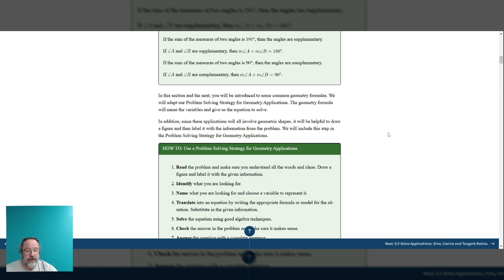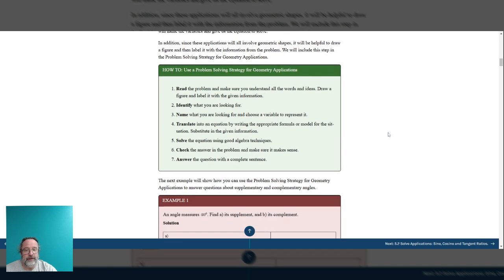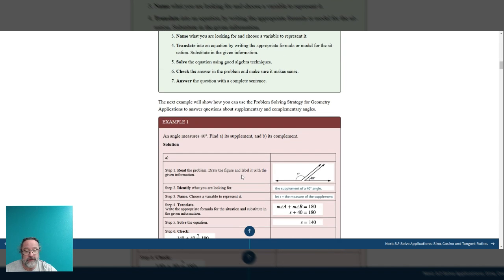So here is the problem solving strategy for geometry applications. Read the problem, make sure you understand all the words and ideas. Draw a diagram. Always draw a diagram. It will help. Name what you are looking for. Basically, what we do with story problems, translate into equations, solve using good algebra techniques, which we're working on. Check the answer and then answer in a complete sentence.